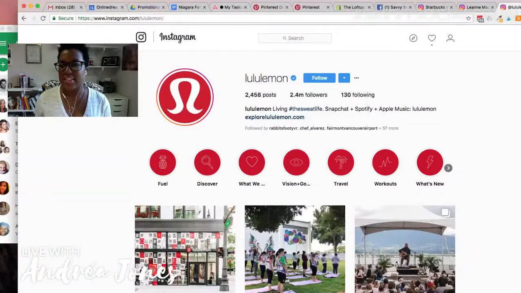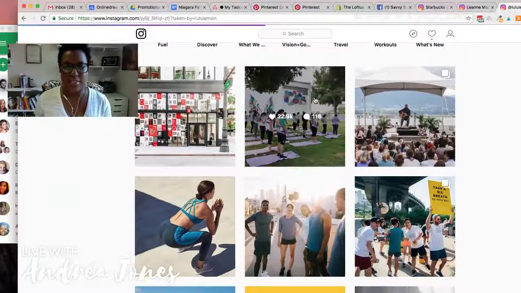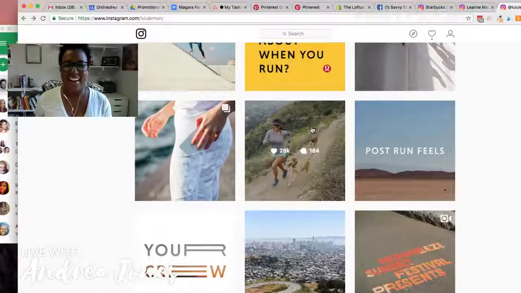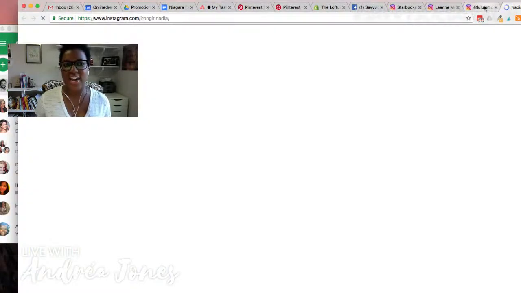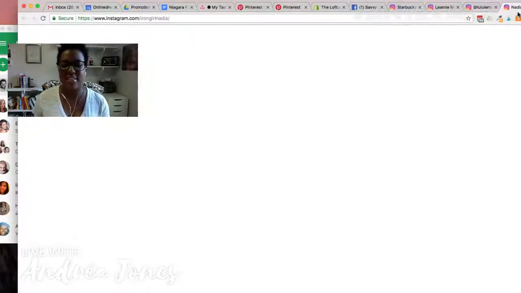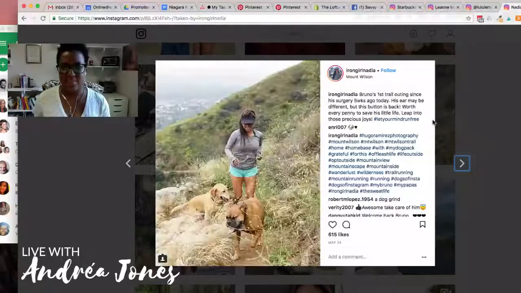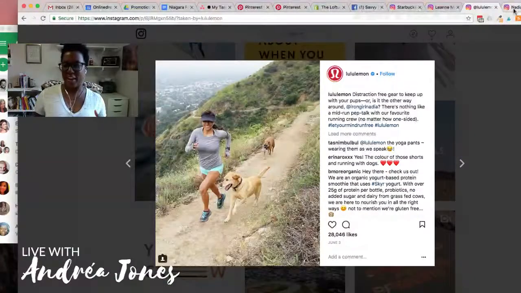Second example is Lululemon. They often post user-generated content. Let me see if this is one. No, it's not. Okay, this probably is. Iron Girl India. I feel like that is. Basically, they take images that their users have generated wearing their products, and they repost them. Oh yeah, here she is. This one may have been a collaboration actually, but it's still the same idea. That's a little bit different, but similar vein.